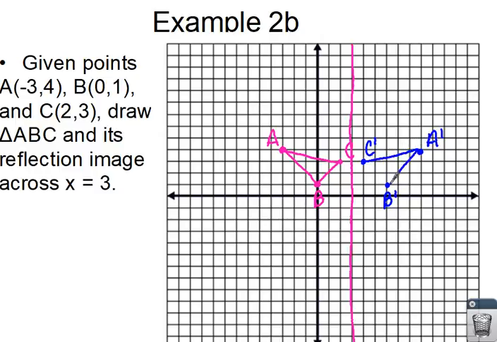And there's our new triangle. It should look like, if you fold it on the line, that they would match up. So new coordinates. B is at 6, 1. A is at 9, 4. And then C is at 4, 3. You always want to put those new coordinates just in case you mess something up.